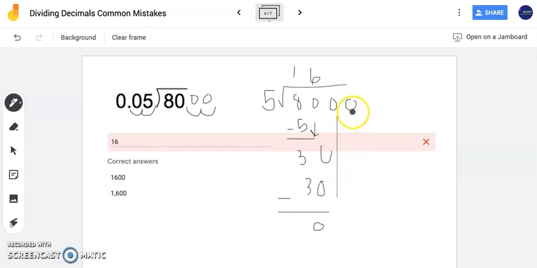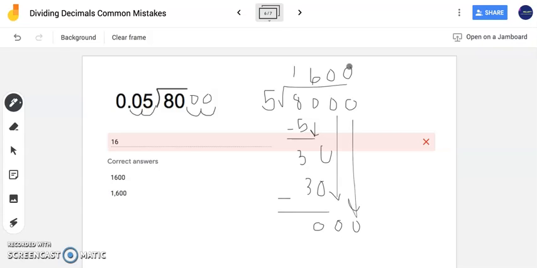And now I can't forget these zeros, okay? You still need to include these zeros. Yes, 5 times 0 is 0, but you still need to include these zeros here. Many of you forget those steps when you're doing your division. Do not forget to include those zeros in your quotient. So now notice your answer is 1,600.